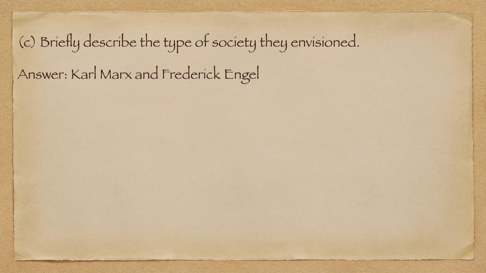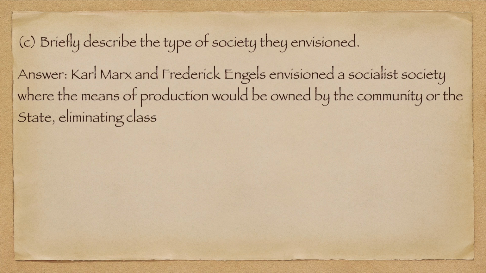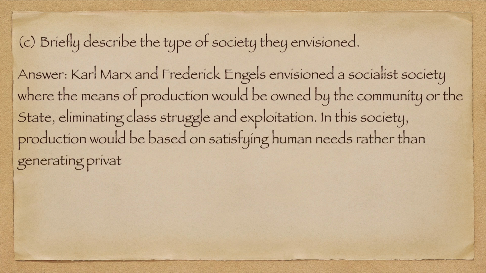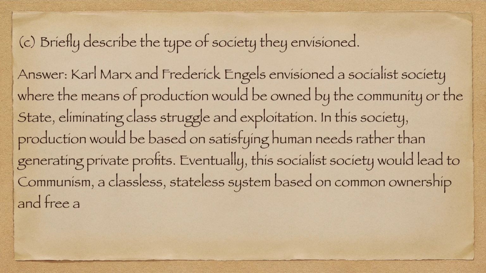C. Briefly describe the type of society they envisioned. Answer. Karl Marx and Friedrich Engels envisioned a socialist society where the means of production would be owned by the community or the state, eliminating class struggle and exploitation. In this society, production would be based on satisfying human needs rather than generating private profits. Eventually, this socialist society would lead to communism, a classless, stateless system based on common ownership and free access, allowing individuals to develop their own capacities and talents.